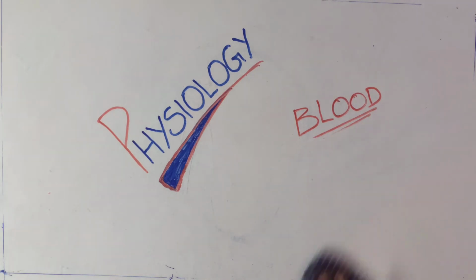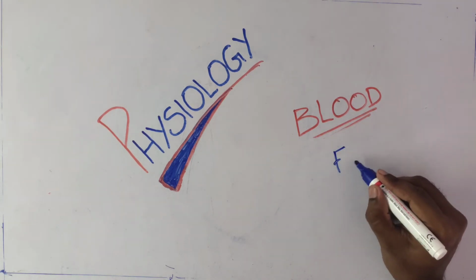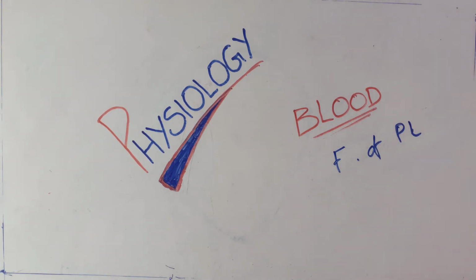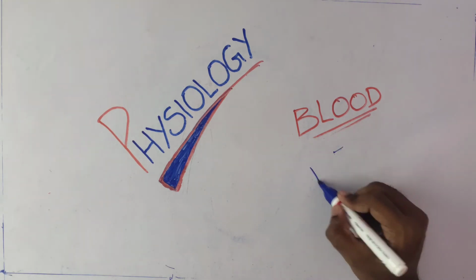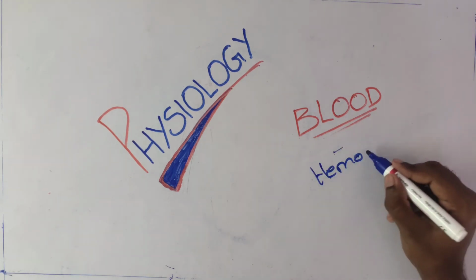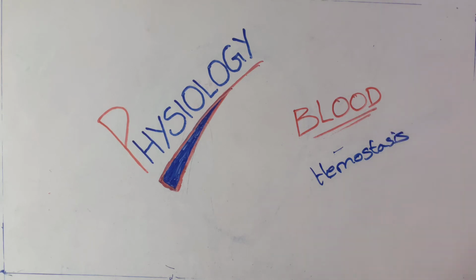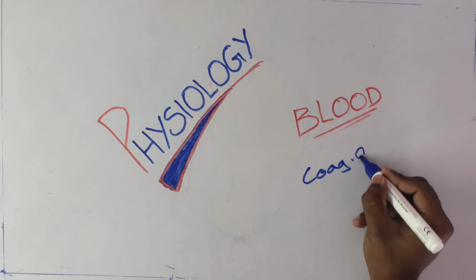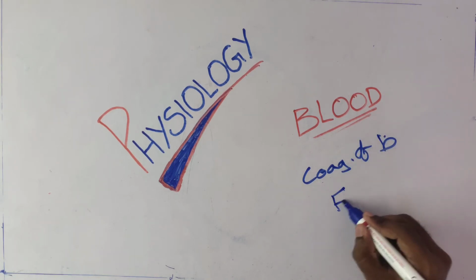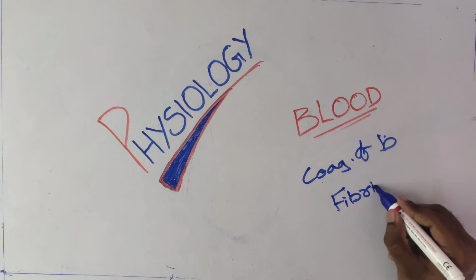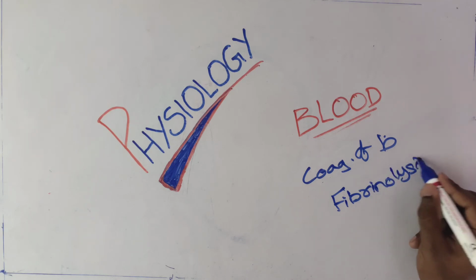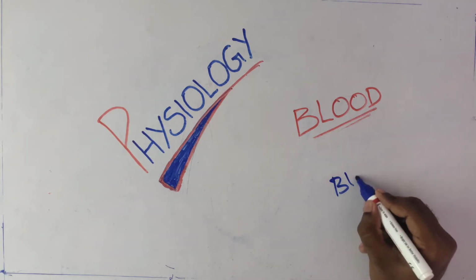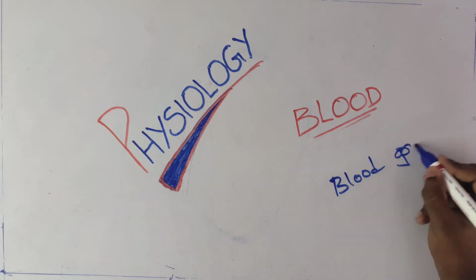Next, functions of platelets, very important for 5 marks. Next thing is hemostasis, important for 5 marks. Next one is coagulation of blood. Next, the process of fibrinolysis. Next, the concept is blood groups. Blood groups, important for 5 marks questions.